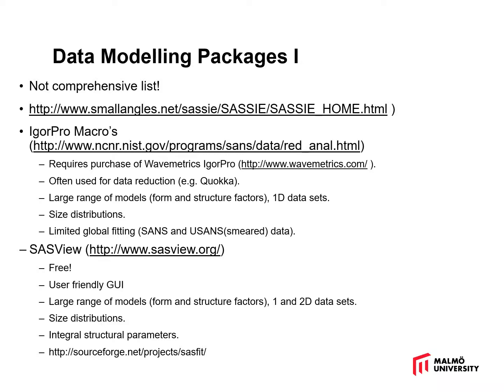Igor Pro does cost money. SasView has a nice user-friendly GUI. It has a large range of models, and you can also write models if you're that way inclined. It can cope with both 1D and 2D data sets. It includes size distributions or polydispersity, and it also has some nice tools for calculating integral structural parameters. There's a link there for the program, and I'll give a bit of an overview in subsequent overheads.